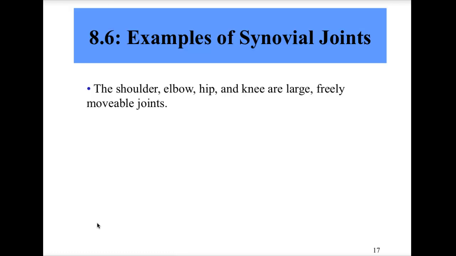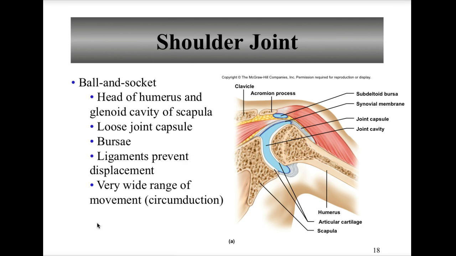So let's look at, in section 8.6, some very specific examples of synovial joints. Specific examples that we will look at are the shoulder joint, the elbow joint, the hip joint, and the knee joint, which are large and freely movable joints. Basically, the shoulder joint consists of two joints.